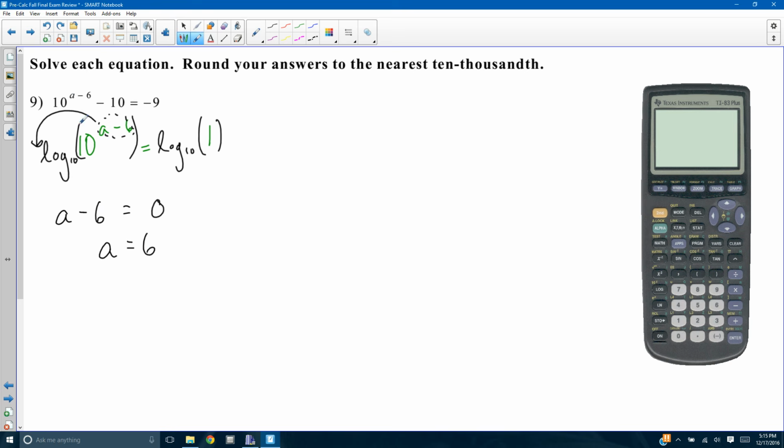Okay, to double check, 10 to the 6 minus 6 is 10 to the 0, which is 1. 1 minus 10 is negative 9. It pans out. A equals 6.